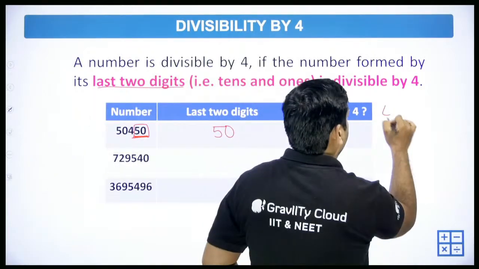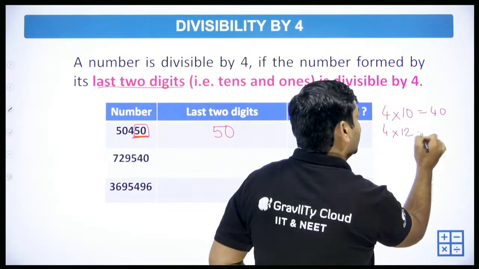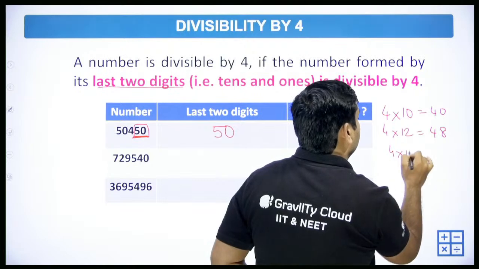It is divisible by 4. 4 into 10 is 40. In the same way you can proceed: 4 into 12 is 48, 4 into 13 is 52. So let's move ahead for the next one.